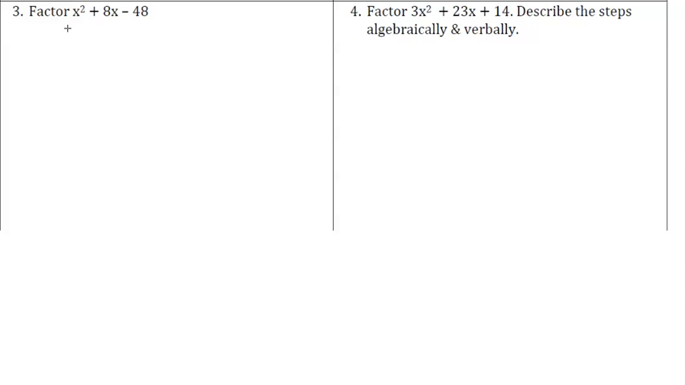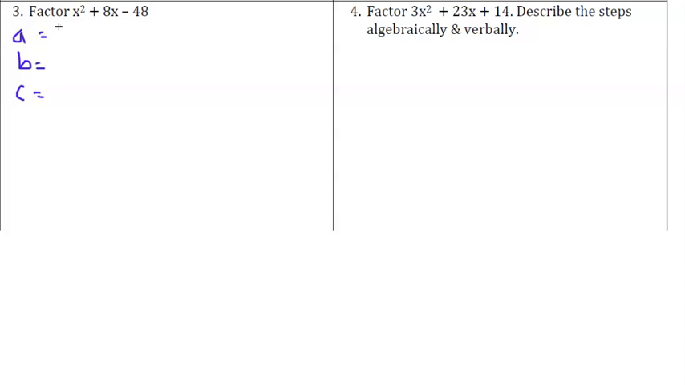Number 3. Factor x squared plus 8x minus 48. First, we want to see if there's a GCF. The greatest common factor is only 1 there, so we can skip that step. Next, we want to choose a factoring method that works here. Let's identify A, B, and C to see what would be a good method.